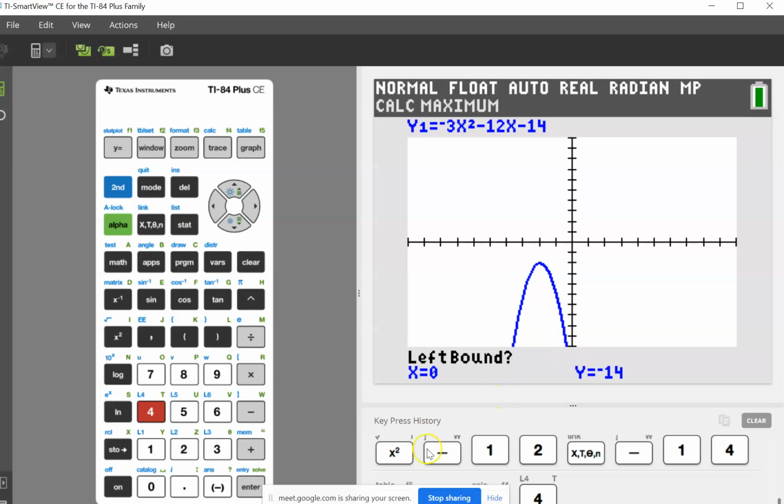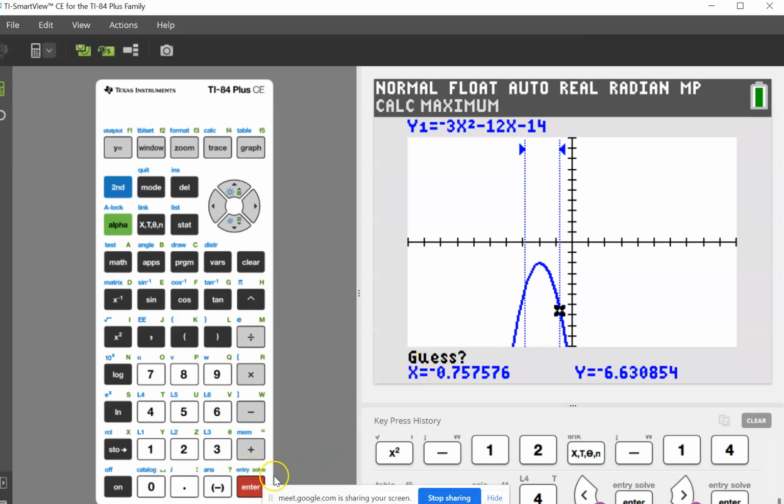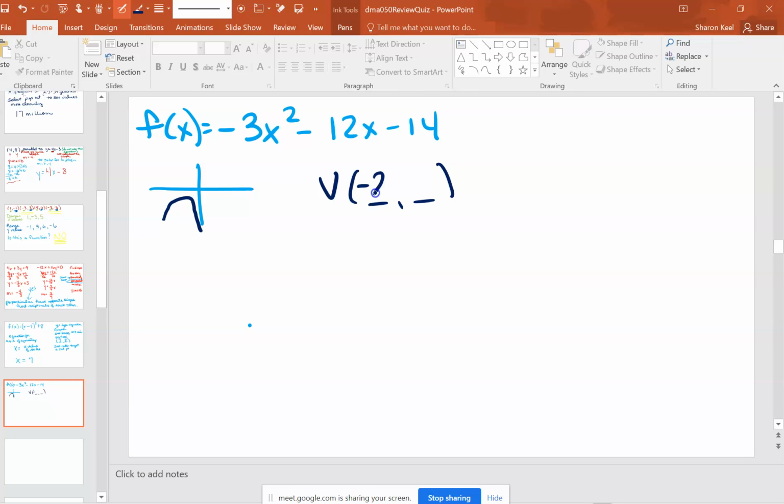We need to move the cursor left bound. Right now it's at 0 and way down here at negative 14. So I need to move it to the left, swing on past. It's left bound, press enter. Move it to the right side of the vertex, swing it on past, press enter. On guess, press enter. This x value, negative 1.9999, we're going to round to negative 2. So negative 2, negative 2 is the vertex.